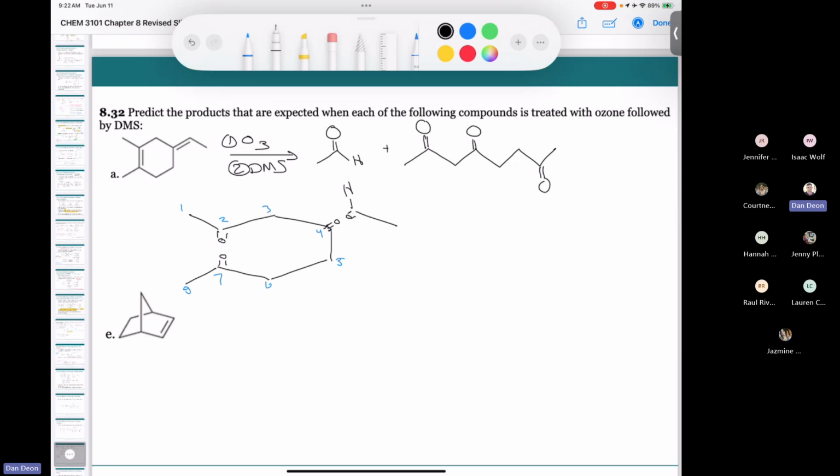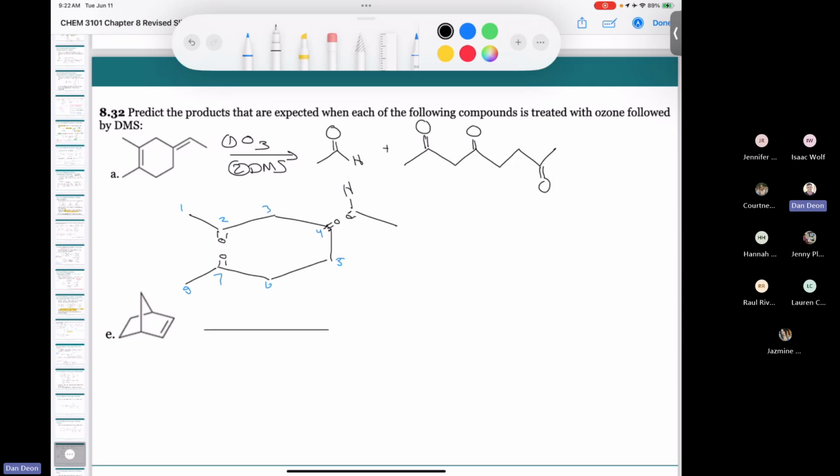Give me a thumbs up if that makes some sense to you guys, the way that it's done by erasing the double bond and putting the oxygens on each side. Does anybody follow me on that? Just the rationale? Okay, let me show you another one here.